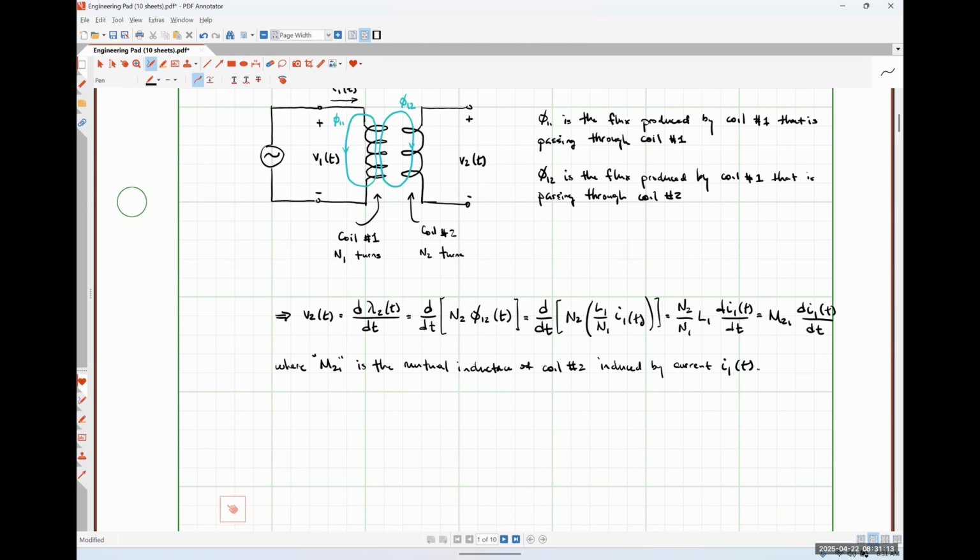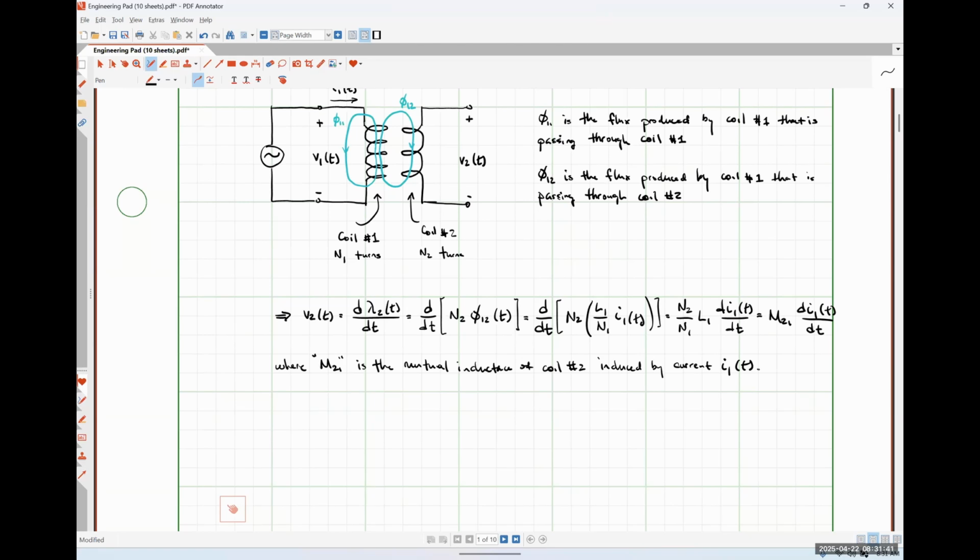So my mutual inductance is therefore dependent on the number of turns in coil 2, the number of turns in coil 1, and the self-inductance of coil 1, as well as the amount of current that's flowing through our coil. Sorry, the mutual inductance isn't dependent on that amount of current. The voltage is dependent on the current.